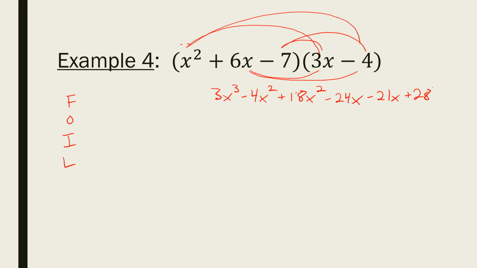All right, now I have a lot of like terms to combine here, but first, before we do, notice I put the x squared into every other term. It went to 2 terms in the second parentheses. Same with the 6x, it went to both terms. Same with the -7, it went to both terms.